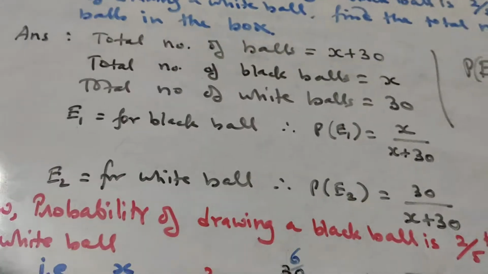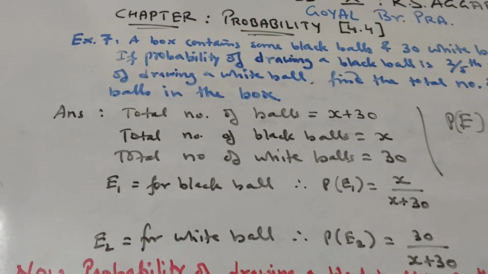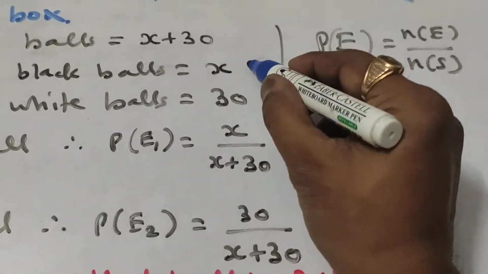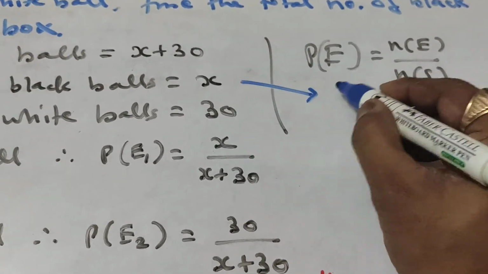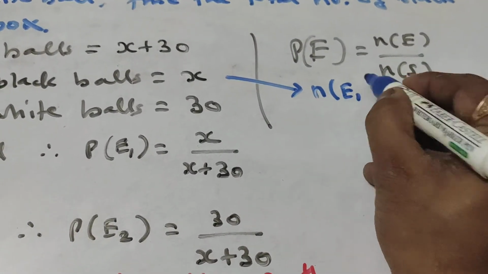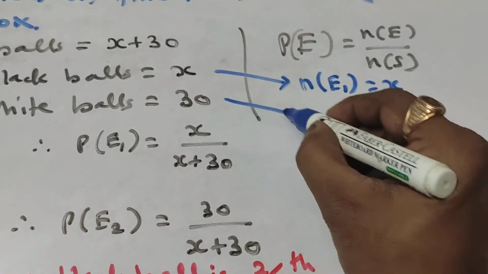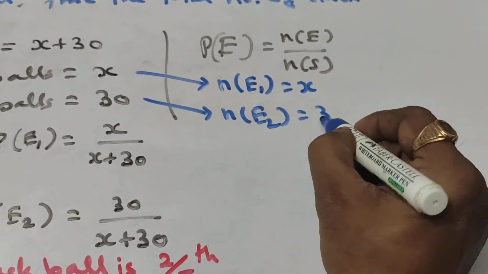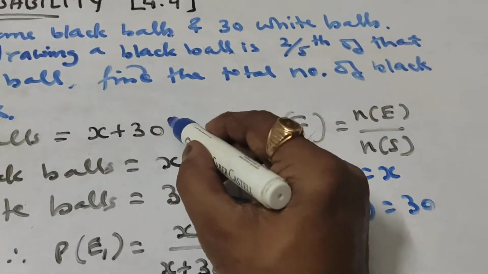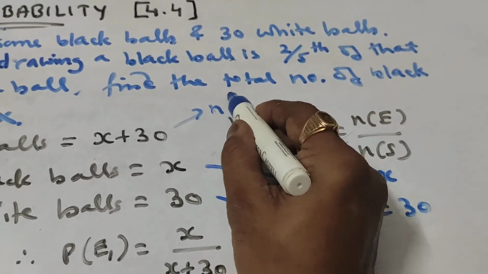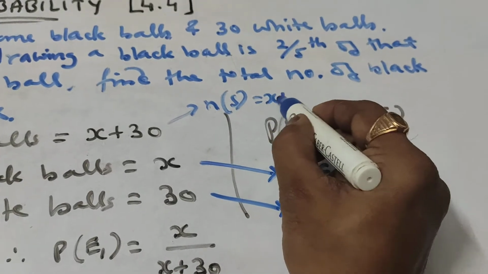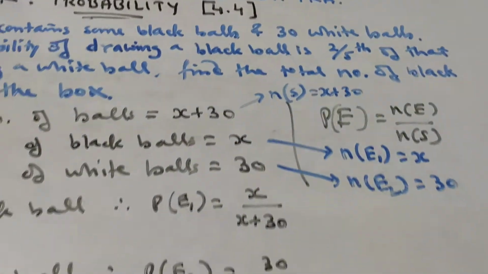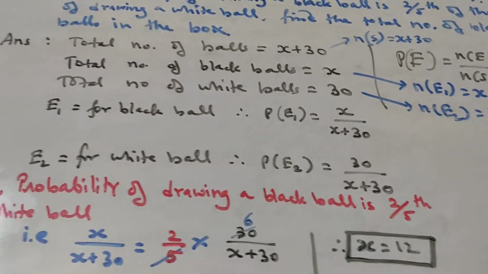Here I can write it like this also: NE1 is equal to x, NE2 is equal to 30, while NS is equal to x plus 30. I hope you understood this one.